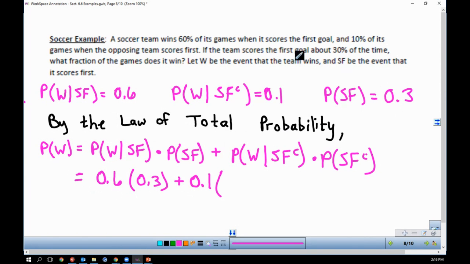What's that for? So second line, almost at the end: if the team scores the first goal about 30% of the time, okay, 0.3, I got you. So not score first would be 0.7.